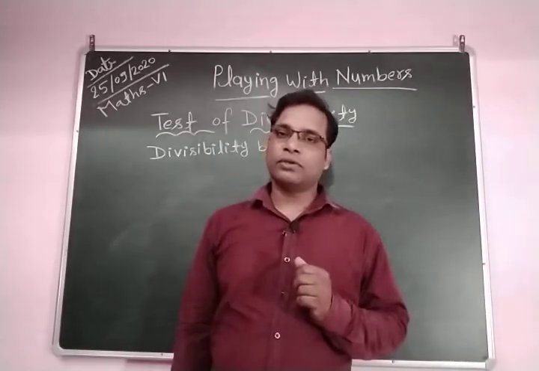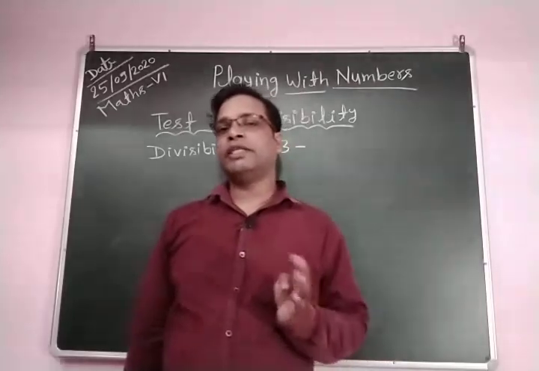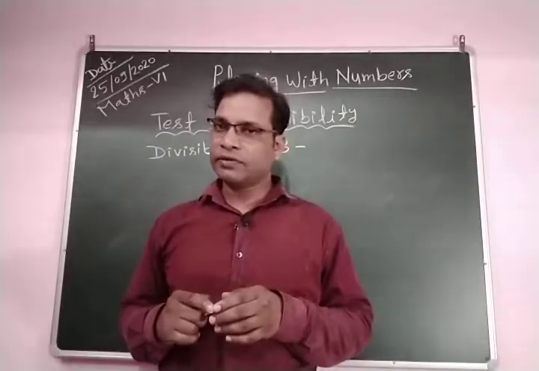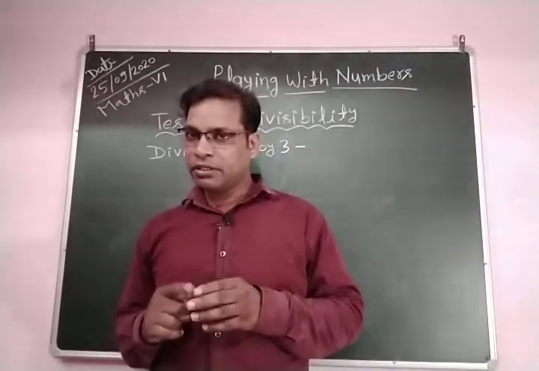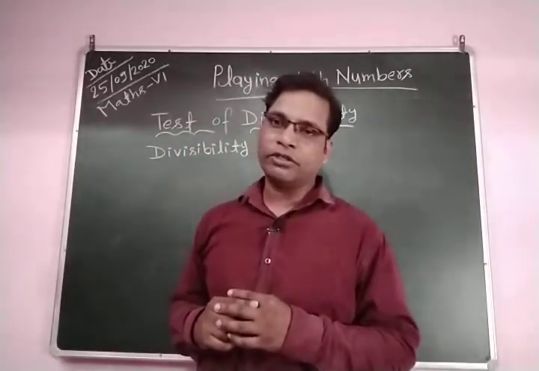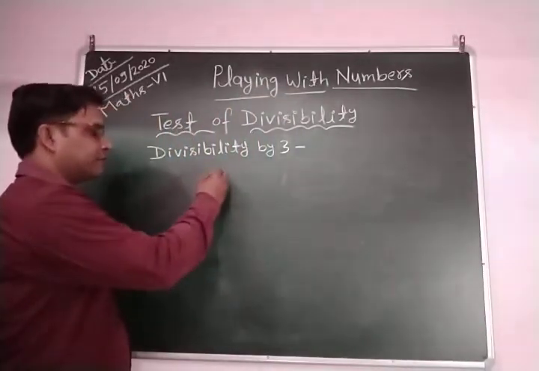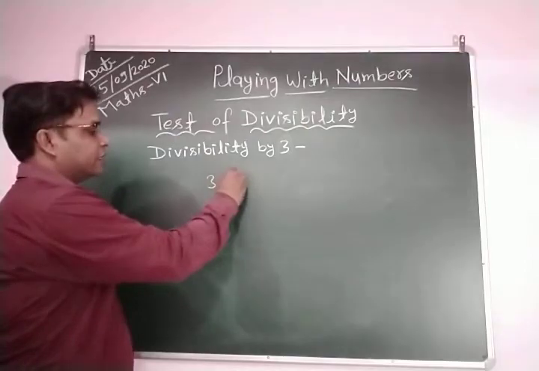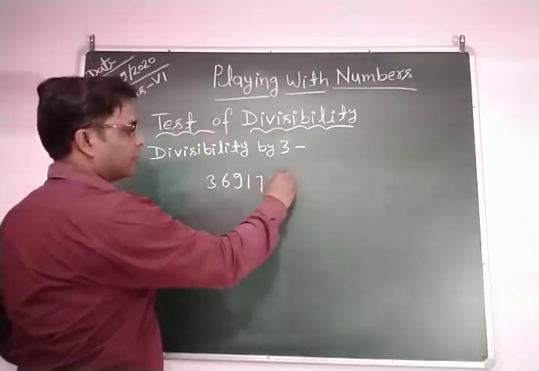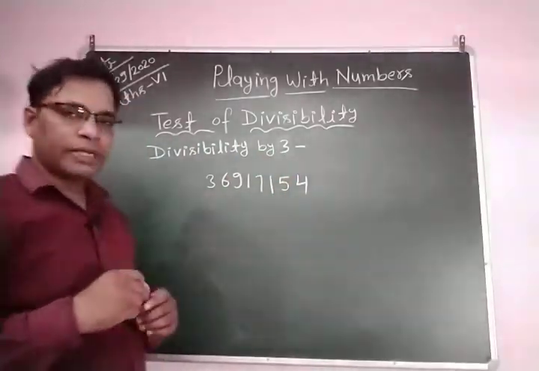Let's take some examples and try to find whether the number is divisible by 3 or not. How do you find it? First you find the sum of the digits. After this we check whether the sum of the digits is divisible by 3 or not. If it is divisible by 3, then you can say that the whole number is divisible by 3. So we can take another example: 3, 6, 9, 1, 7, 1, 5, 4. Is this number divisible by 3 or not?